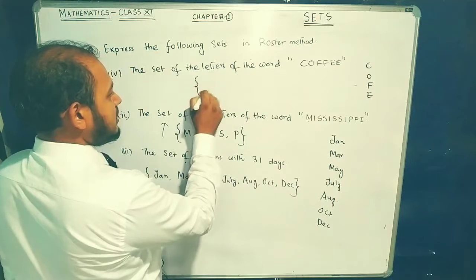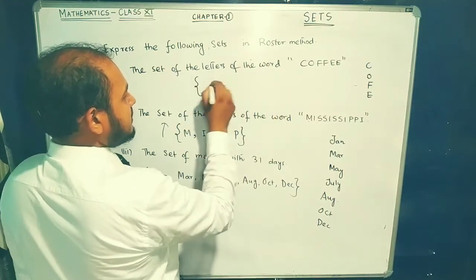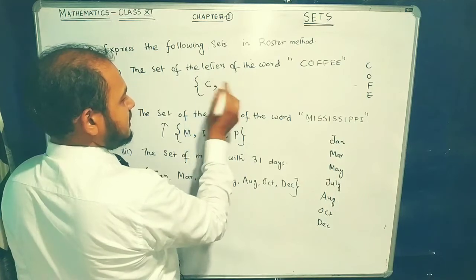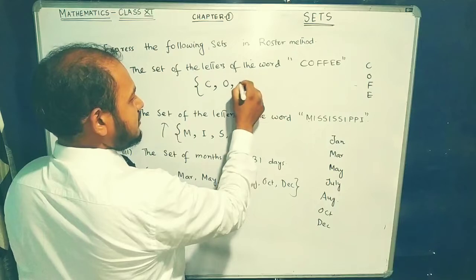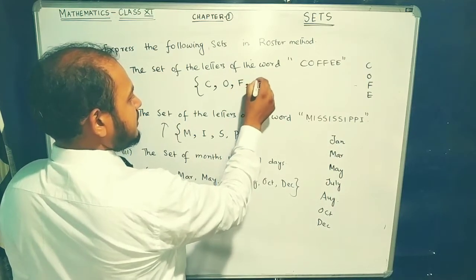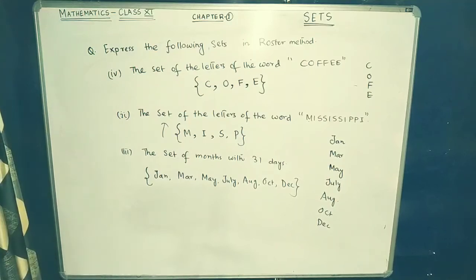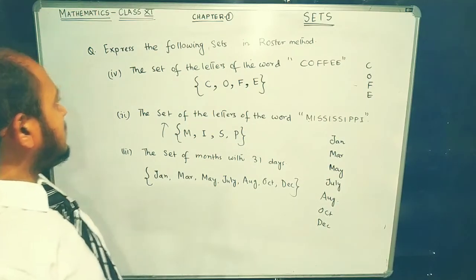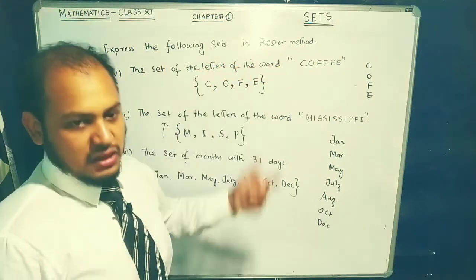So in set notation, we will use this symbol. In roster method, we will use this bracket. Then start writing the letters. C is the first element. The next element is O. The next element is F. The next element is E. So this is the set. So it must be clear to you now how to represent sets using the roster method.